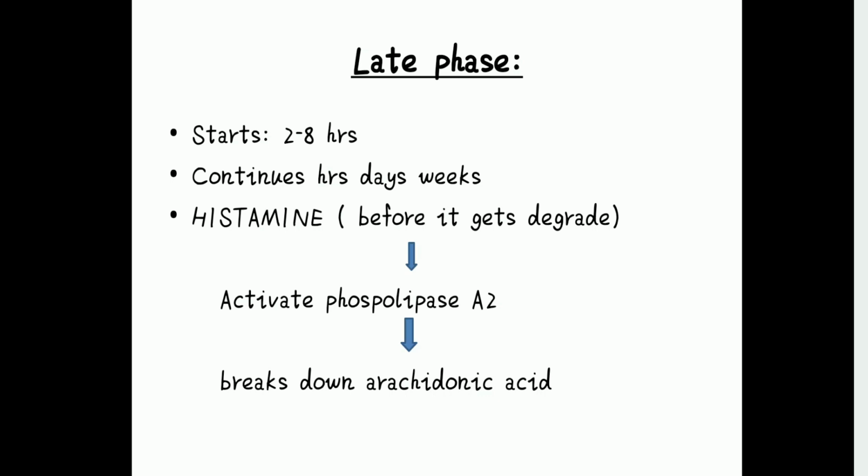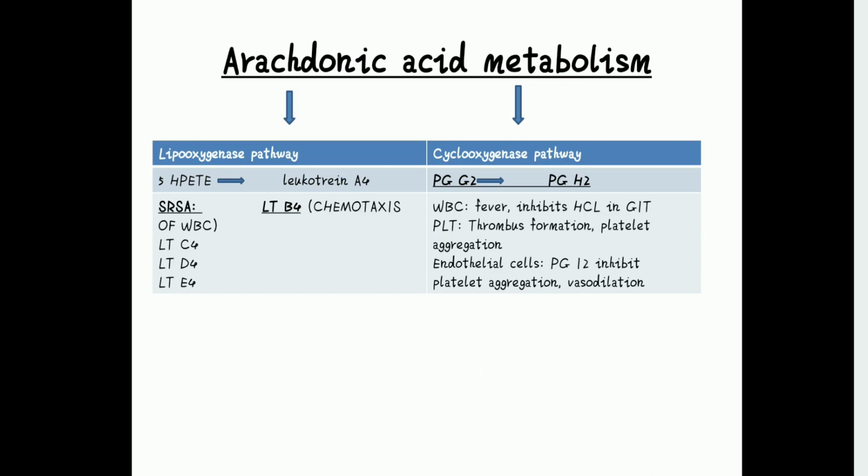In the late phase it activates phospholipase A2. Phospholipase A2 breaks down arachidonic acid. When arachidonic acid is broken down, it moves towards two pathways: one is the lipoxygenase pathway and the second one is the cyclooxygenase pathway. In the lipoxygenase pathway, certain leukotrienes are produced. One is leukotriene B4 that helps in chemotaxis of WBCs, and the second are SRSA, the slow releasing substance of anaphylaxis, that is leukotriene C4, D4 and E4.